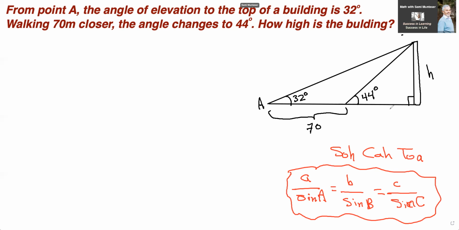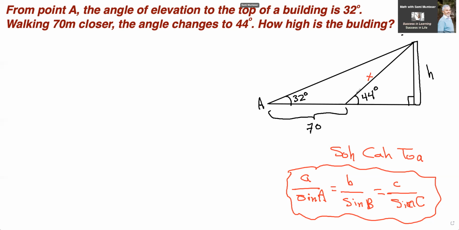To find the height, you need the length of a side in this smaller triangle right here. And to be able to do that, I'm going to use the sine law to find this. I'm going to call this X. So now let's find what the angles are inside this triangle, the non-right angle triangle right here.